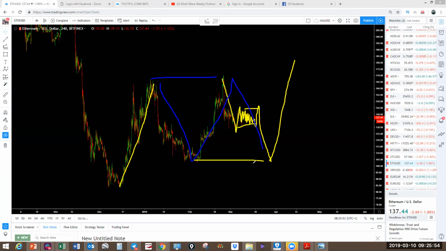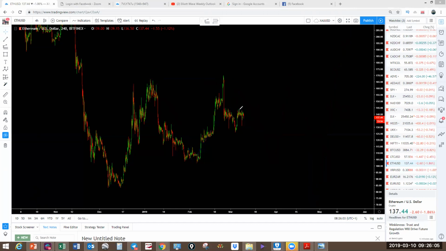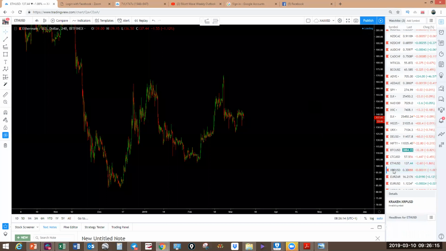Okay, so let's see how this one plays out, but we're still going to need to get the last move to the downside and then up, like the rest of the cryptocurrencies. So for now, watch this structure and see how this one plays out. It can even play out like this, but we'll look for it to come and retest this low here. That is Ethereum. And Ripple.